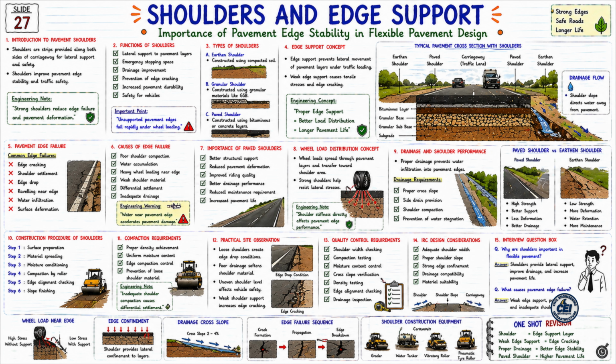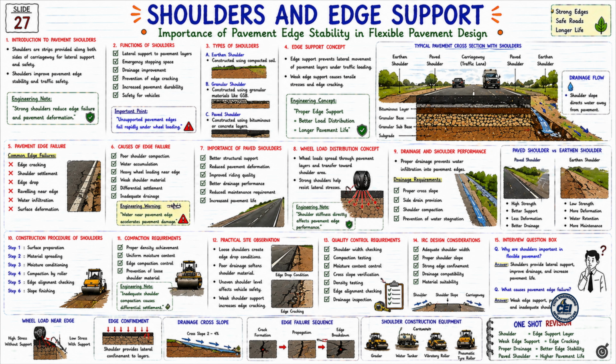Now let us look at the 14th topic. 1-4 IRC design considerations. What is important in shoulder design according to IRC? Adequate shoulder width, proper shoulder slope, strong edge confinement, drainage compatibility, material suitability, and shoulder design should always be coordinated with pavement drainage.